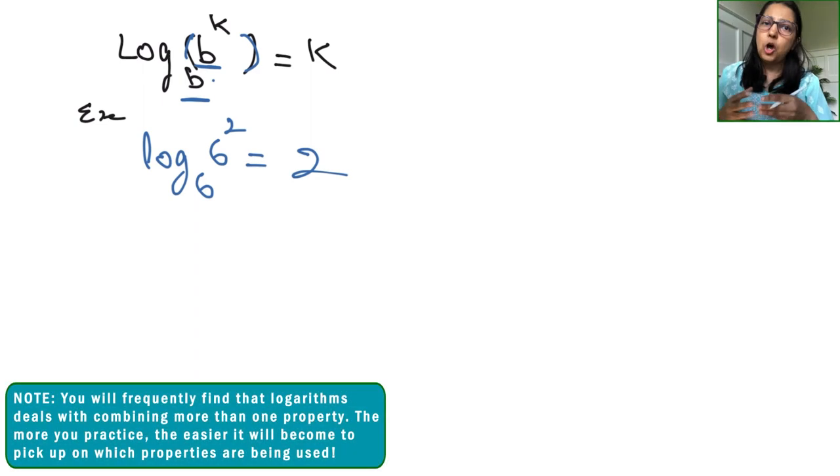Remember, logarithms also, like any other topic or concept in mathematics, combine the properties. So it's a very common thing, and that's usually what you find.